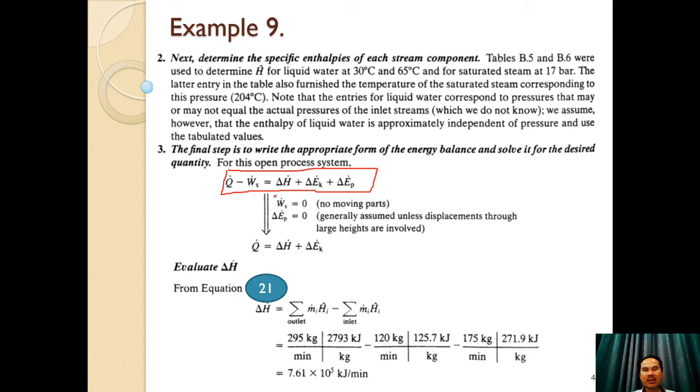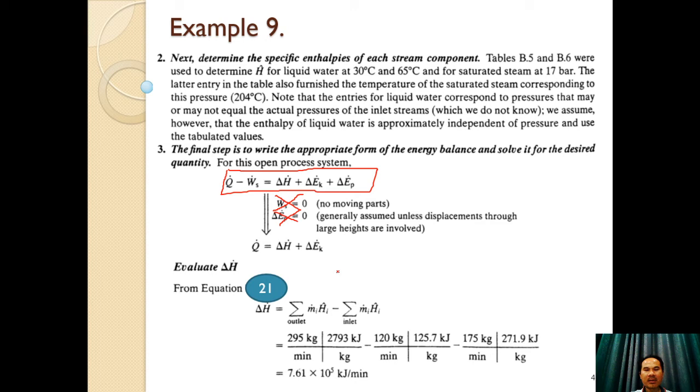For this, there is no work. This is shaft work. There is no potential energy because there is no difference of level. And finally, you get Q equal to delta S plus delta EK. Q equal to delta S plus delta EK.